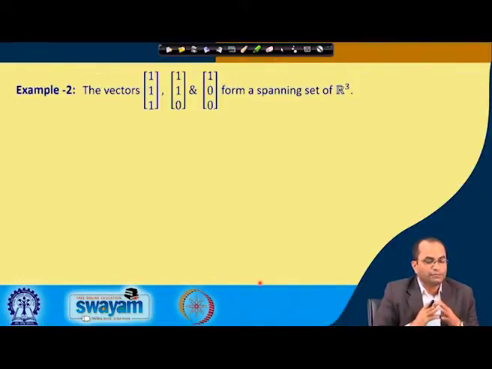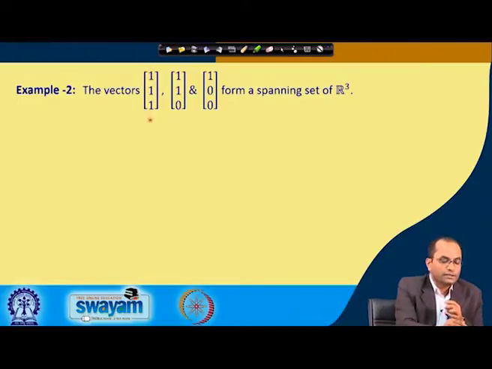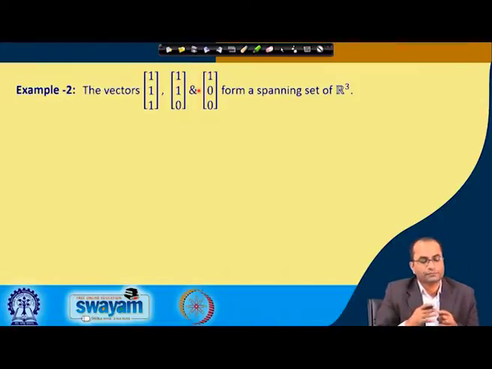Another example we will be talking about: these vectors 1 1 0, and 1 1 1, and we have 1 1 0, and we have taken here 1 0 0. This also forms a spanning set of this R 3. How does this form a spanning set?